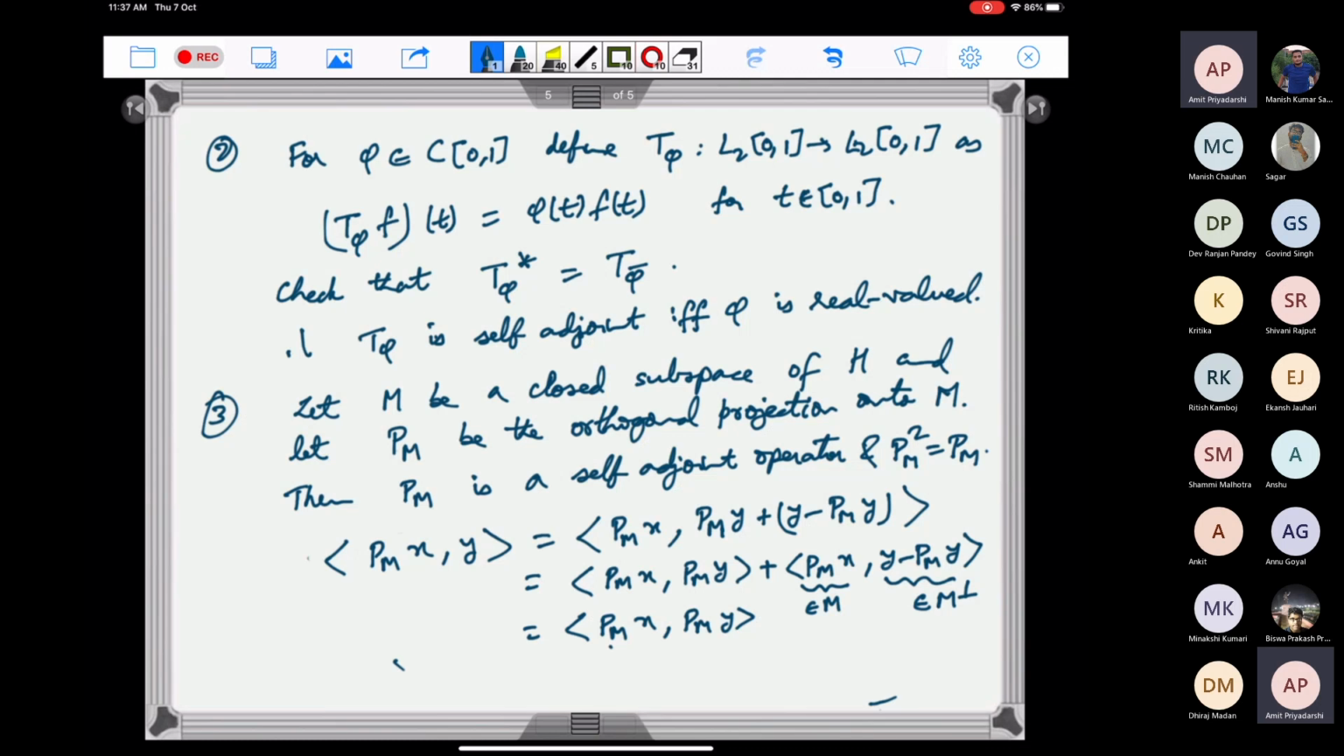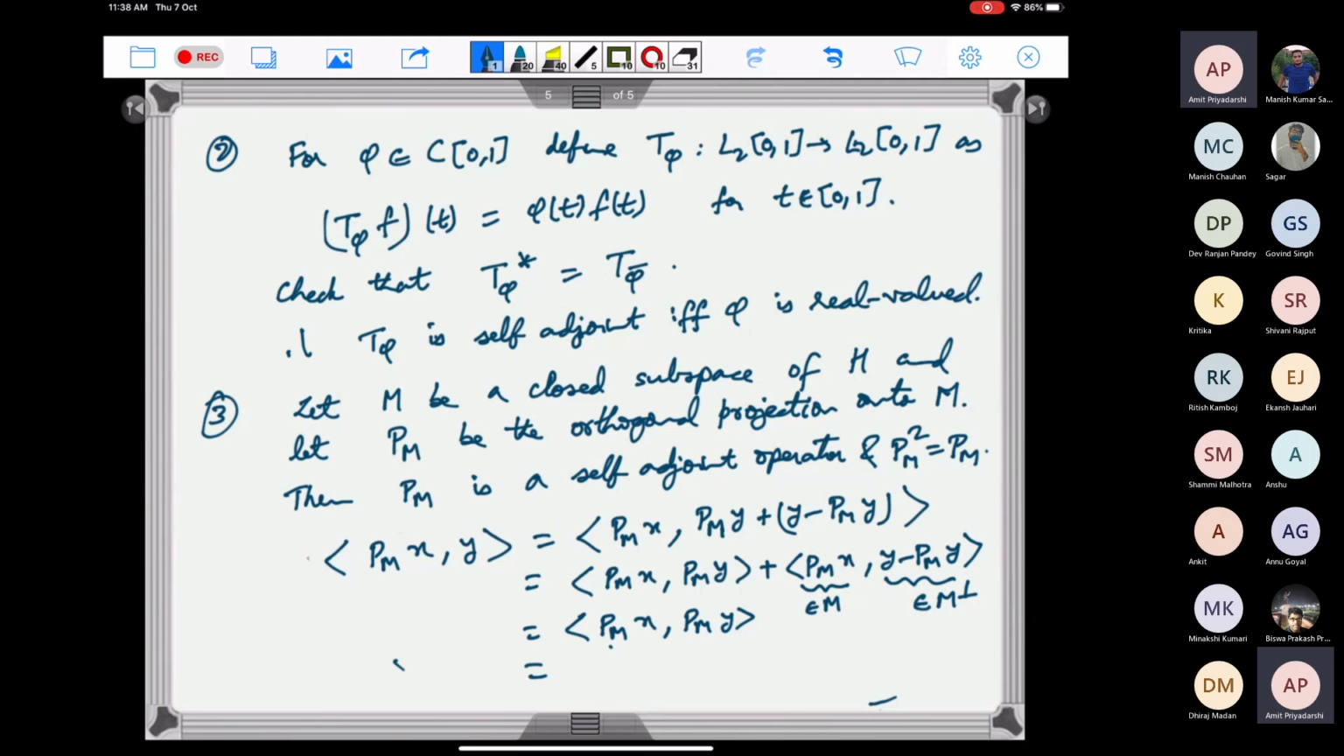And again you can write PMX. So yeah, again if I write this as PMX minus X plus X, then PMX minus X, that inner product with PMY will again be 0. So therefore we get this, right?